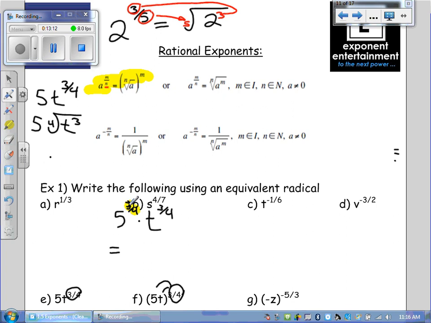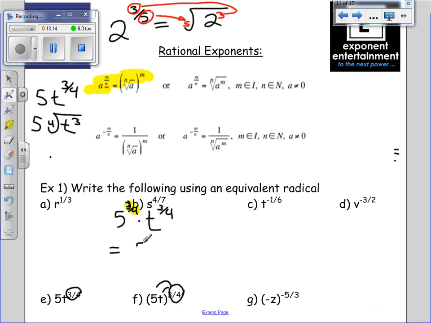And what did we do with the 4, Murphy? You turn it into the index. You make it the index. And then what do you do with your t? Exact same thing. So you have the 4th root of t.